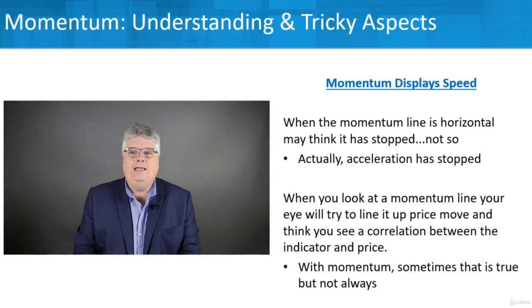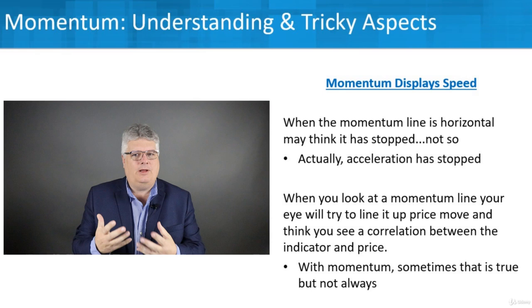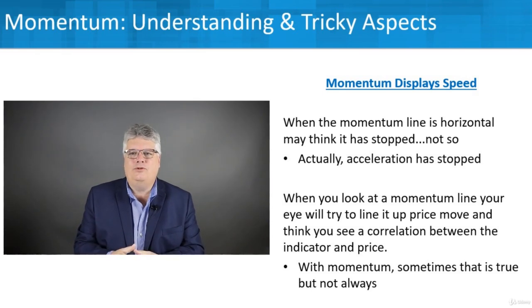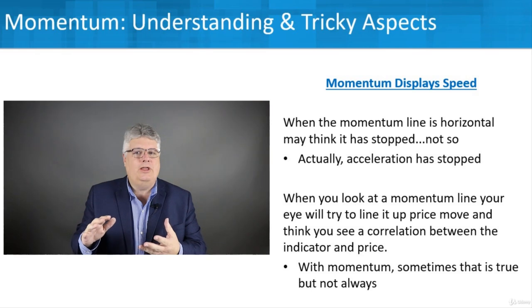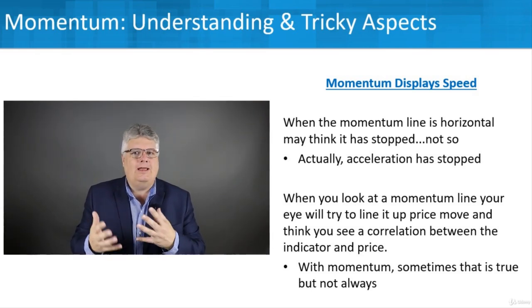So momentum is pretty easy to recognize on a chart, but there are a couple of little tricky things to be aware of if you're using a momentum indicator. You may think that when the momentum line is horizontal, momentum has stopped, that it's basically stopped in its tracks. And that's actually not so.